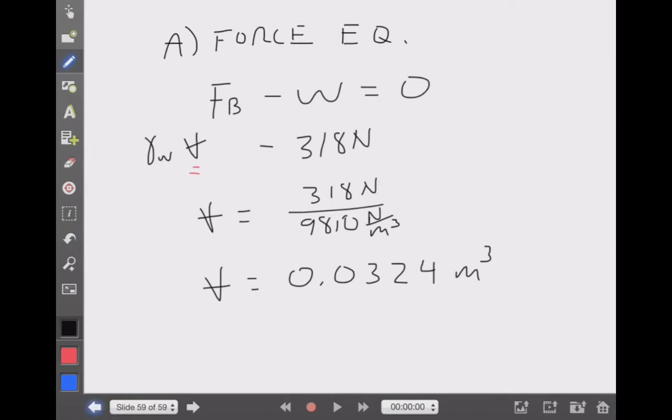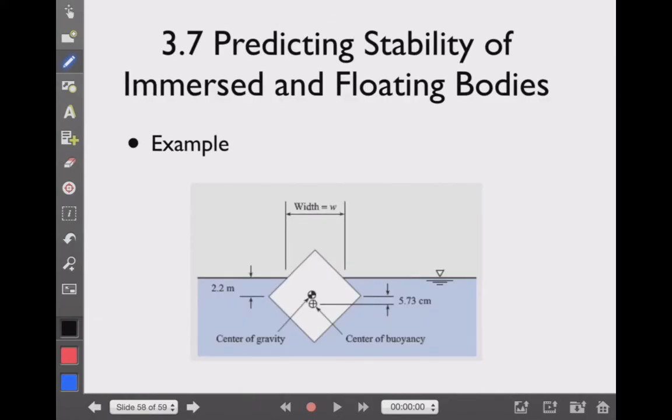Now the next thing that we need to do is determine this width. We need this width because we need to know the dimensions of the area of this object at the water line. This is what we're going to use to calculate the moment of inertia. Again, that's very important. So we need to know this W, because if I draw a cross section of the area at the water line, looking at the top of this, we would see W and then the length.